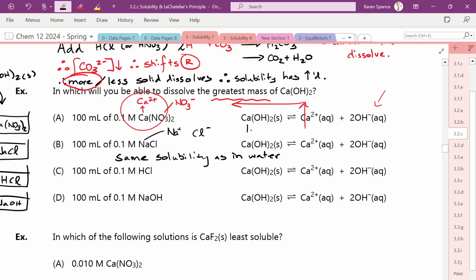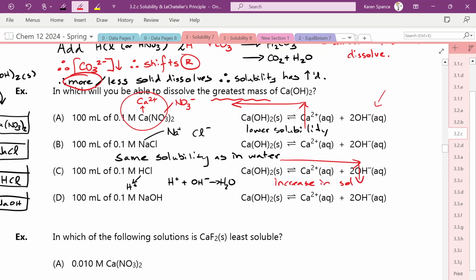So this one has a lower solubility. Same solubility as regular water. Now, how about our H+? We end up with H+ reacting with OH. And what does that do to our OH concentration? It decreases it, which shifts the equilibrium to the right, which causes an increase in solubility. And how about NaOH? It brings up the OH concentration, it will shift left again, and so we have a decreased solubility.